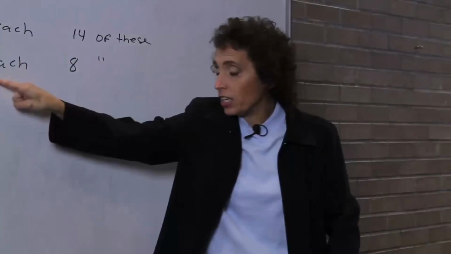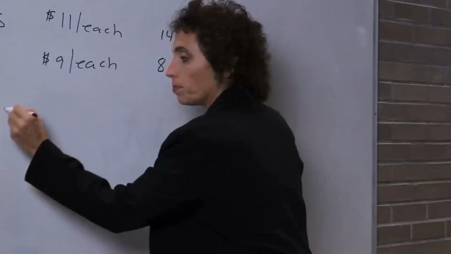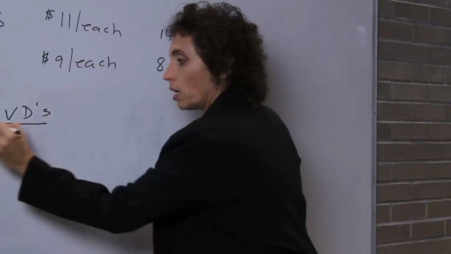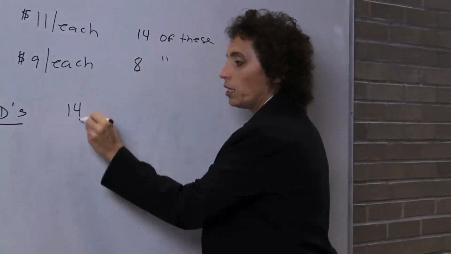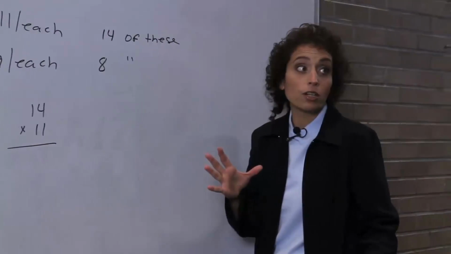And he bought 8 of these. Again, repeated addition, so I have to multiply there. So for the DVDs, I have to take 14 times 11. And I'm going to show you a really cool trick.